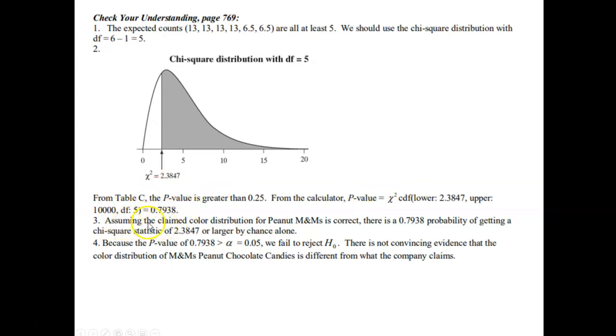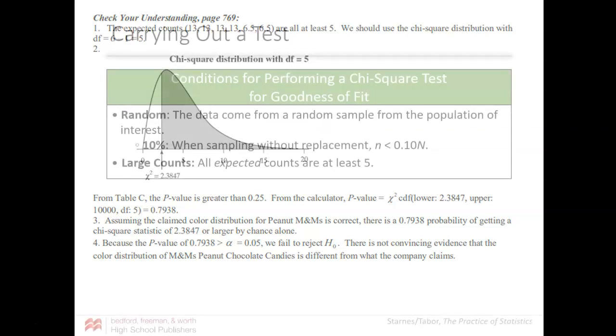So this is the interpretation of the p-value. Assuming that the claimed color distribution for peanut M&Ms is correct, so that's us assuming the null hypothesis is correct, there's an almost 80% probability of getting that value or larger just simply by chance. So that means we failed to reject the null hypothesis. We do not have evidence that the color distribution is anything different than what the company claims. So good job, Mars. You're not lying to us.